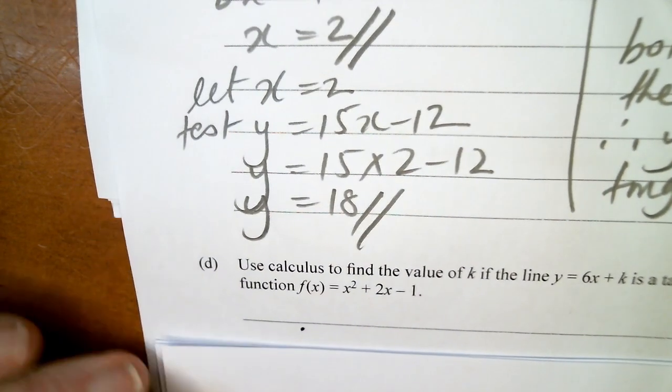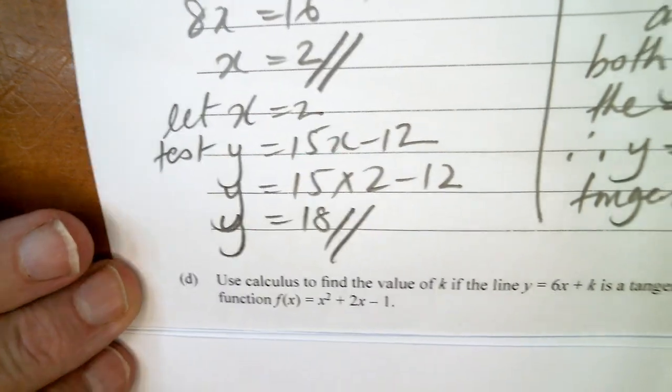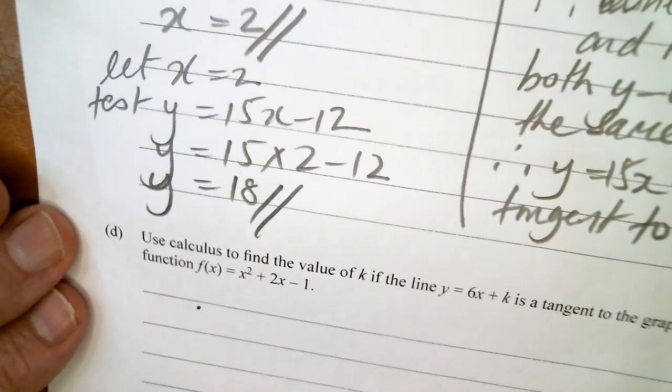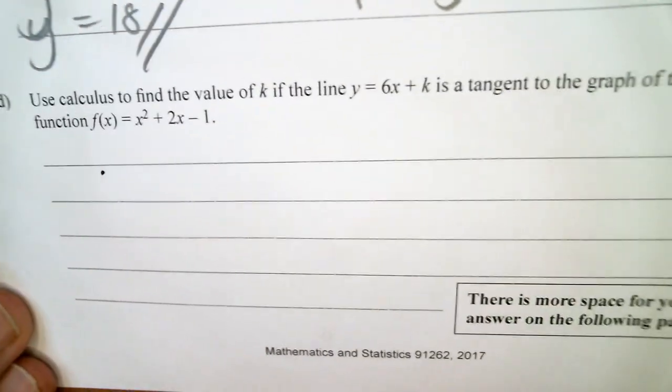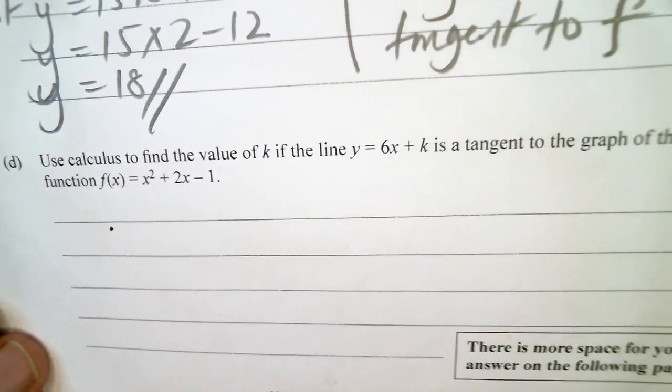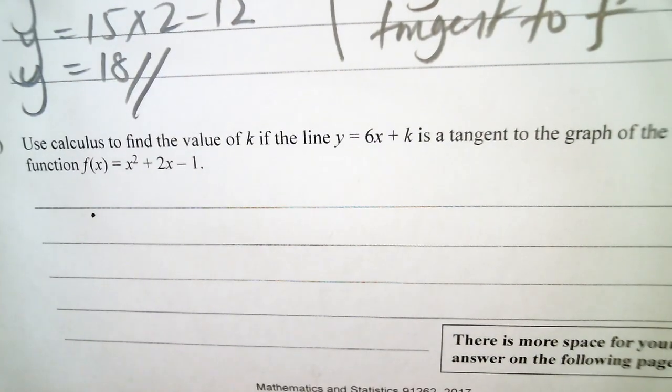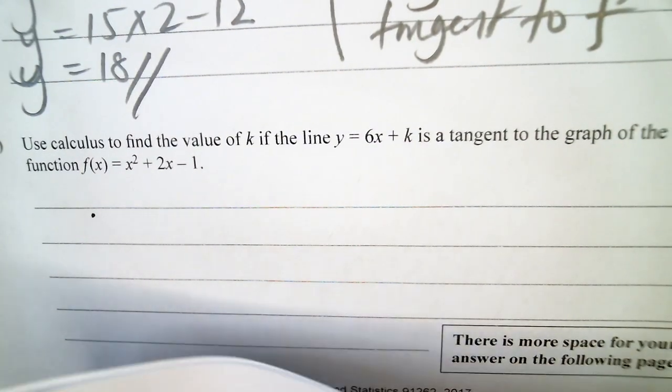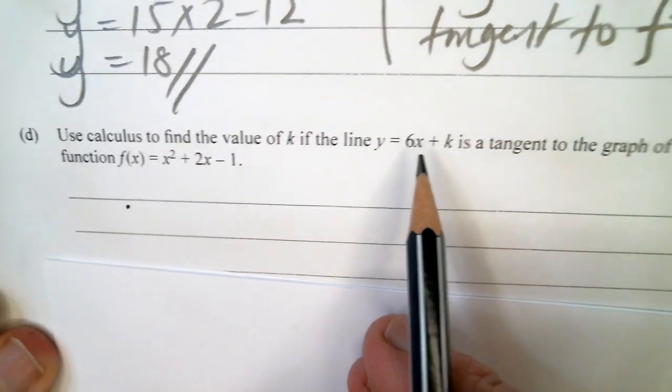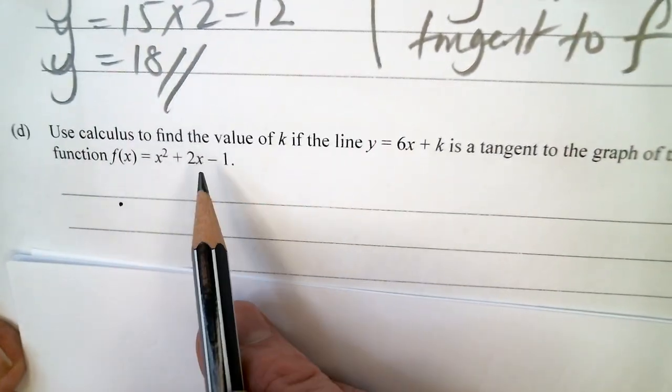Let's take a look at question 2d, and I'm going to use a separate sheet of paper for this. They left a very small amount of room and said there's space over the page, but I want to do the same thing on the same page. So it says use calculus to find the value of k if the line, this one here, is a tangent to the graph of this one here.